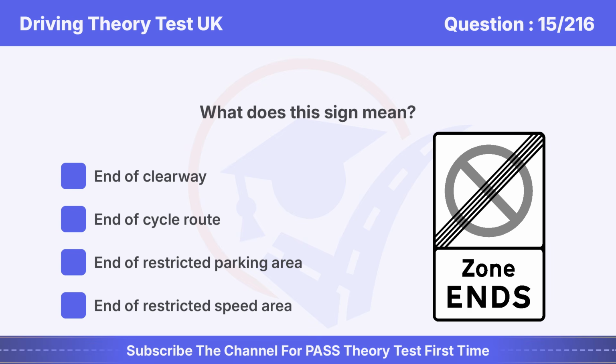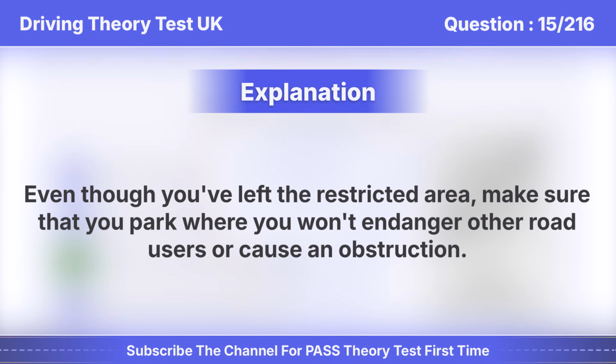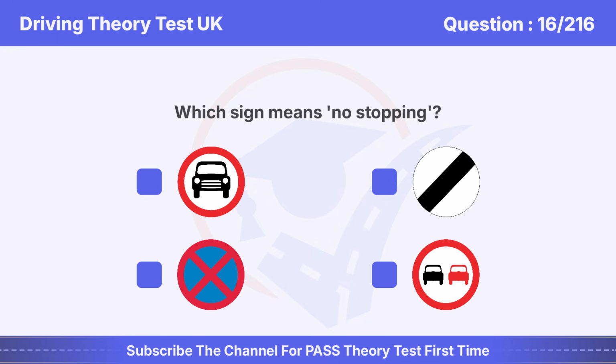Question 15. What does this sign mean? Answer is C. End of restricted parking area. Even though you've left the restricted area, make sure that you park where you won't endanger other road users or cause an obstruction. Question 16. Which sign means no stopping?